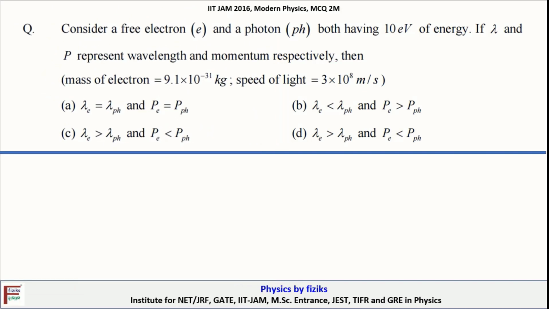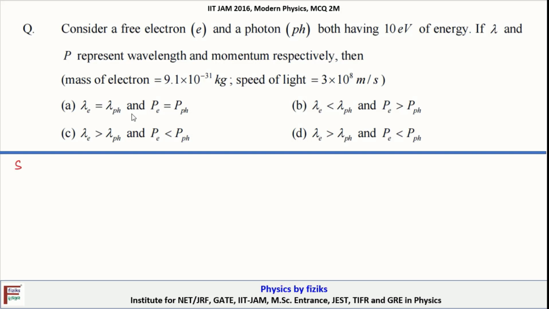We are discussing IIT-JAM 2016 Modern Physics problem. Consider a free electron and a photon both having energy 10 electron volt of energy. If lambda and p represent wavelength and momentum respectively, then which of the following option is correct?